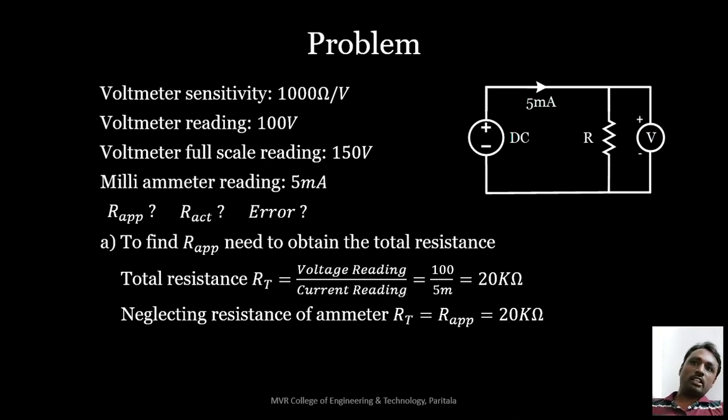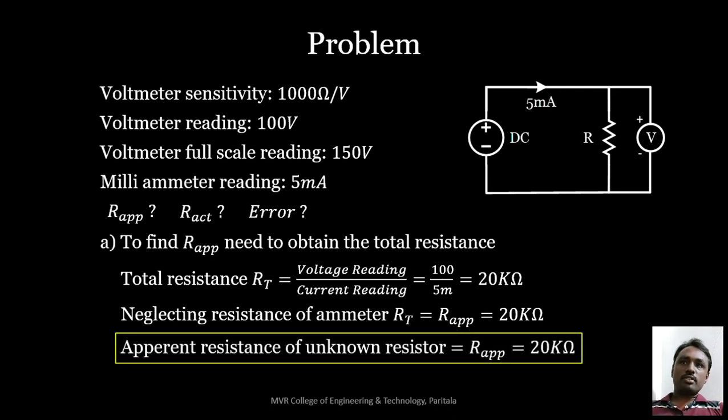Now we are only finding the apparent one, not the true one. When calculating the true one, we need to consider the voltmeter resistance also. Here we are only calculating the apparent resistance: voltmeter reading divided by current reading will give the apparent resistance value. So the apparent resistance of the unknown resistor, R apparent, is equal to 20 kilo ohms. Now we have to identify the actual resistance, so that we can identify the error between the instrument reading and the true value.